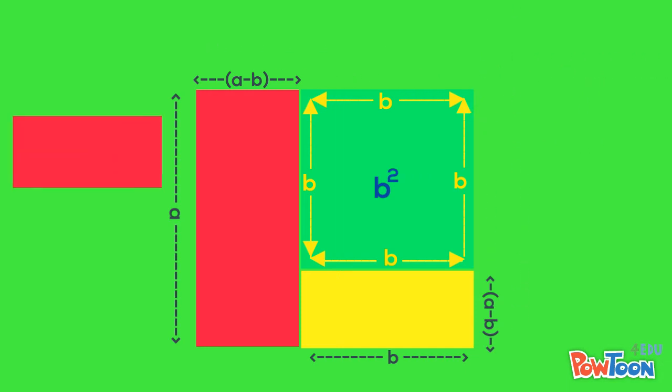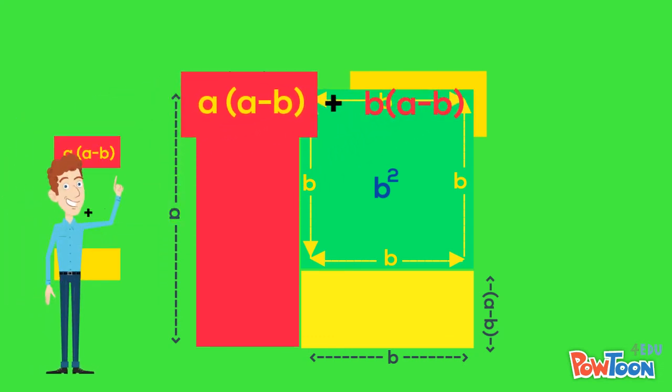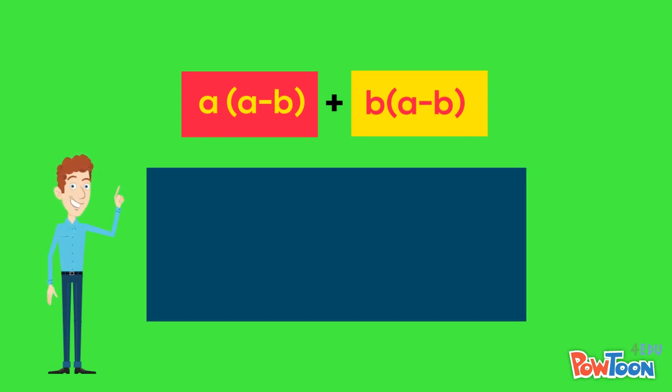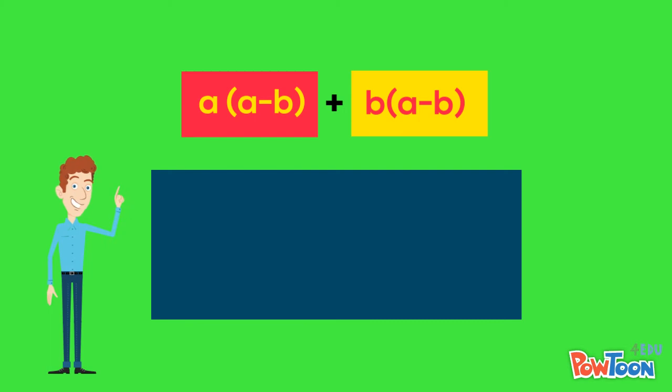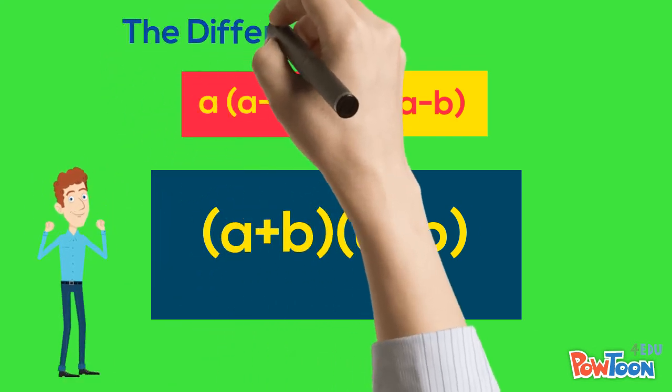For the red shape, we multiply width by height to get the area, A by A minus B, and so too we multiply width by height to get the yellow area, B by A minus B. These areas are then added, and we can factorize out A minus B from these two expressions to get A plus B by A minus B, the difference of two squares.